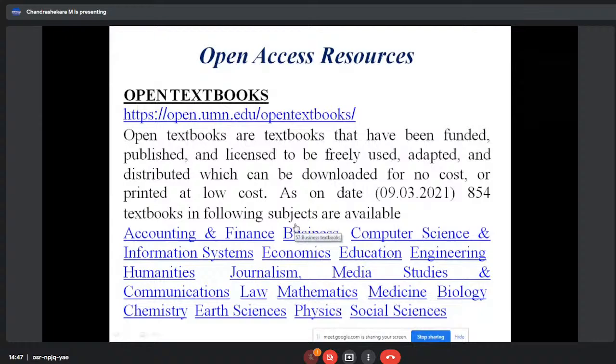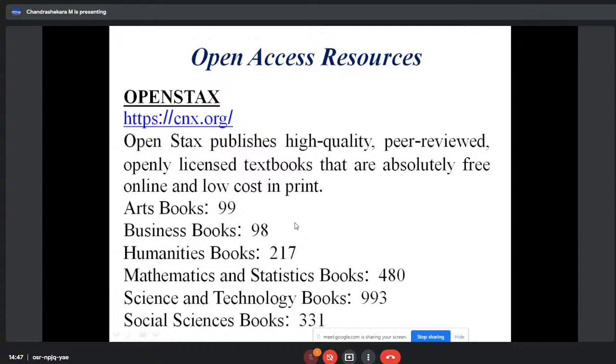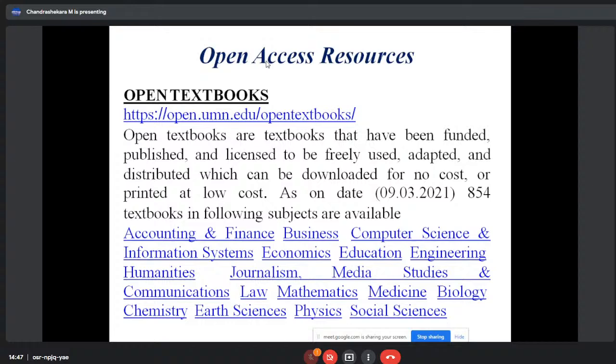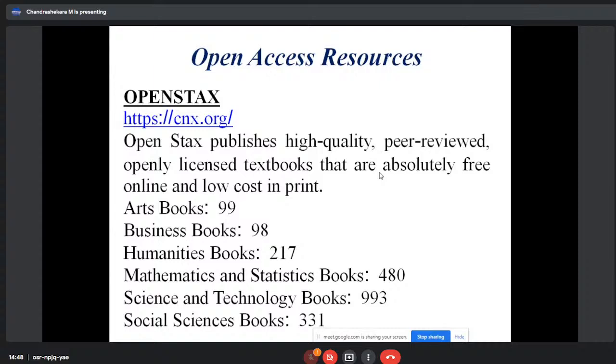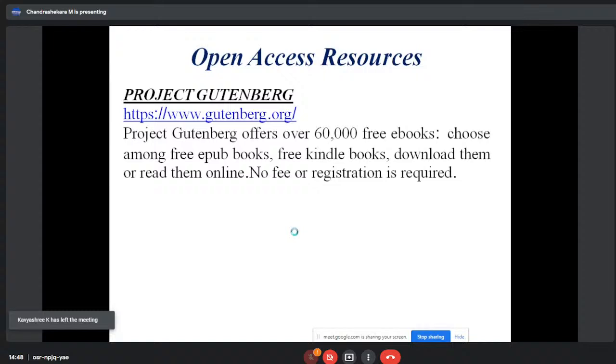Then OpenStax. You can visit in your free time. OpenStax, you can write open textbooks. There are also arts, business books, humanities, mathematics, science and technology books, social science books. All these areas and disciplines, books are available. Then, Project Gutenberg is a very good one.